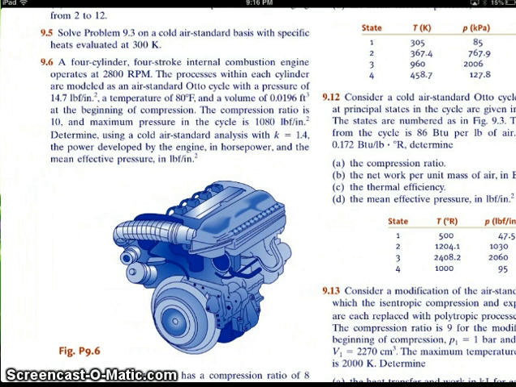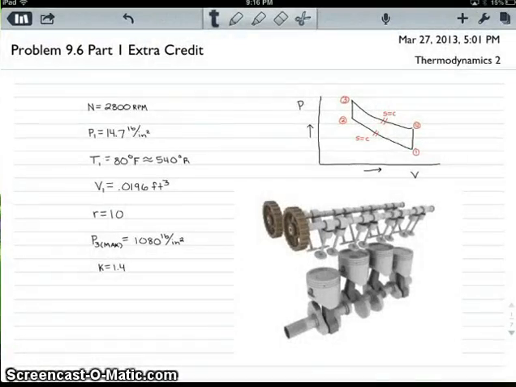Now let's begin by writing out all information given in the problem, which I've already taken care of. It's as stated in the problem before, just written out a little bit easier. Due to it being modeled after an Otto cycle, we know that processes 1 to 2 and 3 to 4 are isentropic, compression and expansion respectively.